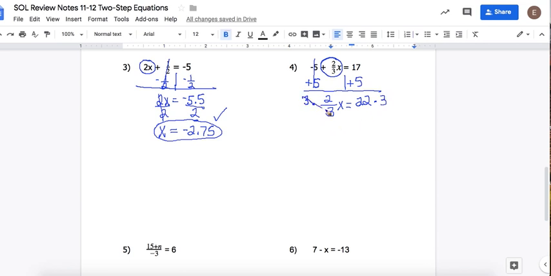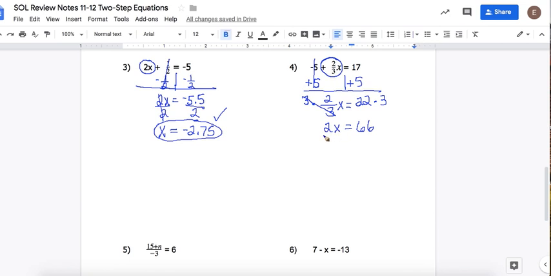The 3's cancel, just like they did in the previous example we did on the other page, number 1. But this time there's a 2 still left over. So I've got to bring down 2x equals 22 times 3 is 66. So when I multiply both sides by 3, I only canceled out the 3's, not the 2.